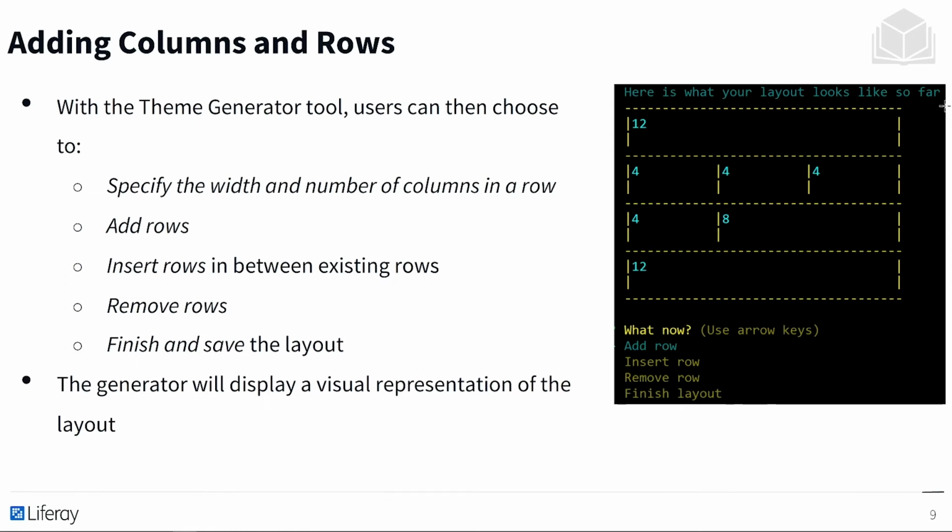As we've just seen, we define the way our page looks by using columns and rows. With the theme generator tool, users can specify the width and the number of columns in a row, add rows, insert rows in between existing rows, remove rows, and finish and save the layout. All while you're doing this, the generator will display a visual representation of the layout. Over here on the right, you can see the top cell takes up 12 of 12 units, so it stretches the whole width. Then we have 3 sections that are 4, 4 and 8, 12. And we can easily see what all of our sections are going to look like in relation to one another.